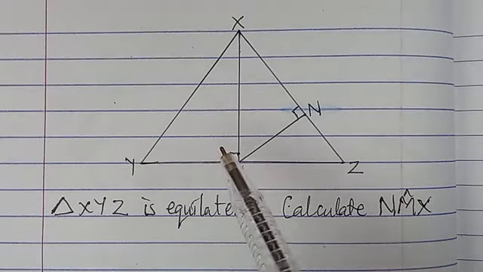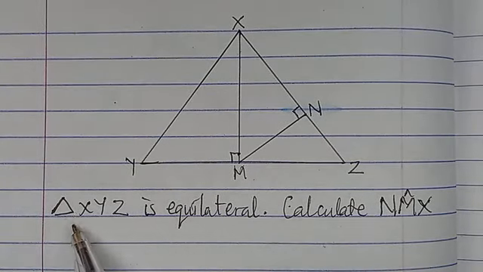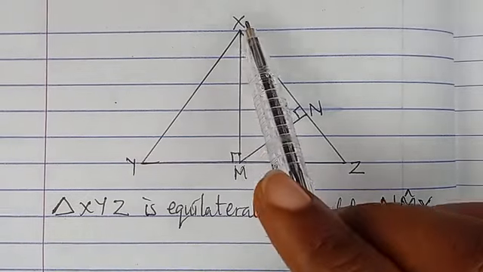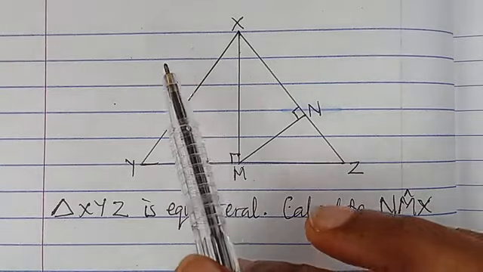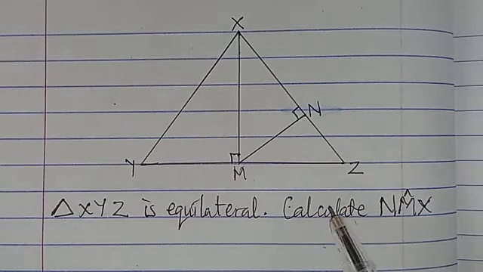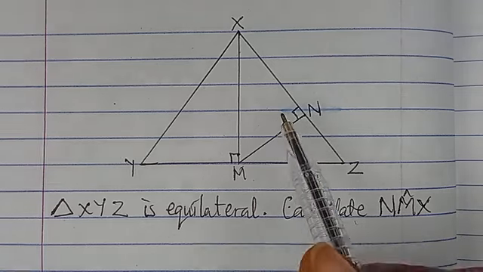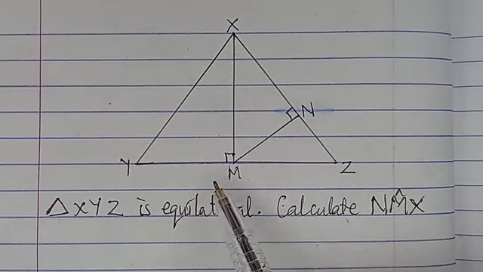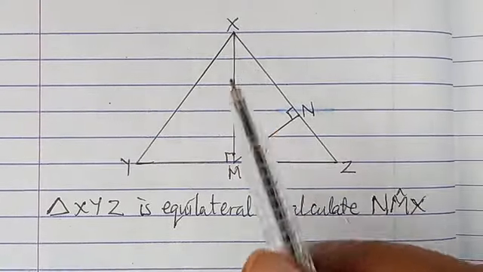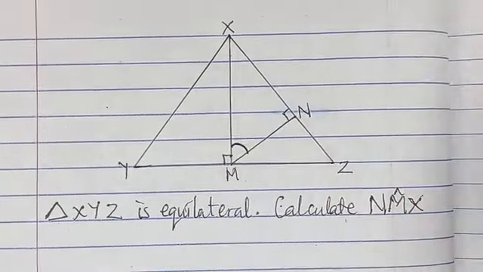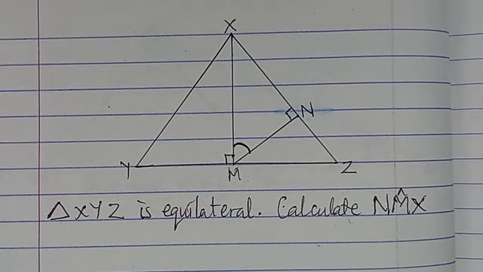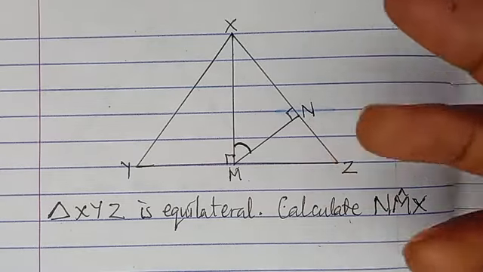Now we go over to the next example. In this next example, we've been given that triangle XYZ is equilateral. So we know in equilateral triangles, all the sides are equal. And we've been asked to calculate angle NMX. So this angle, this is what we've been asked to calculate. Okay, so let's start off.